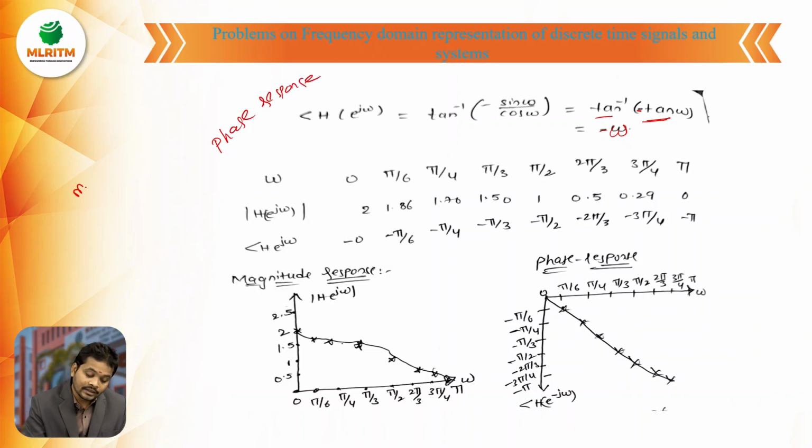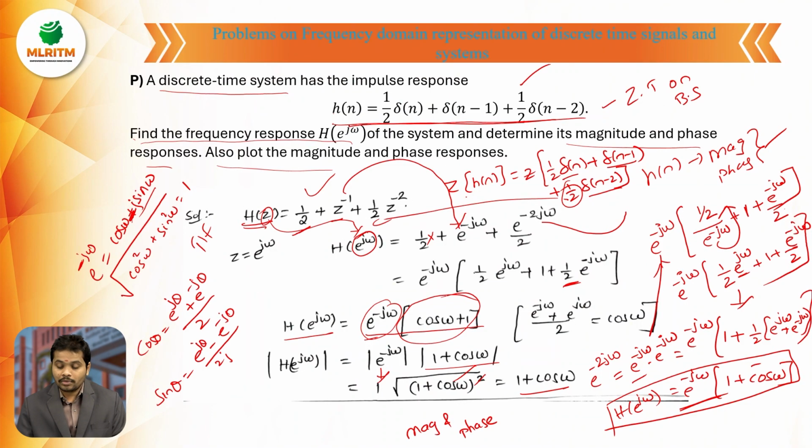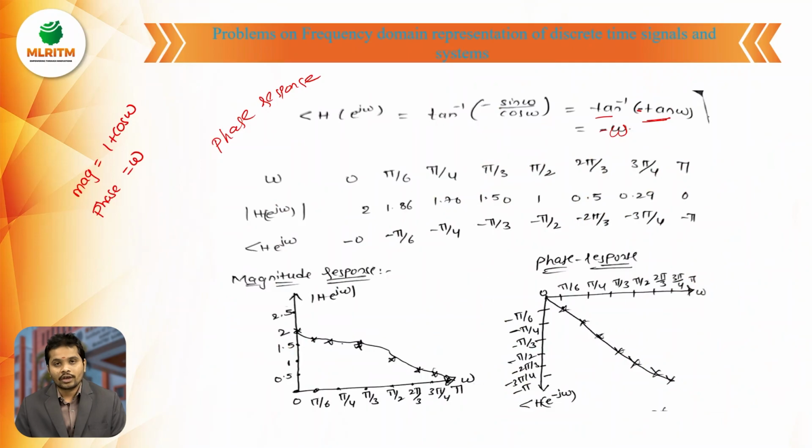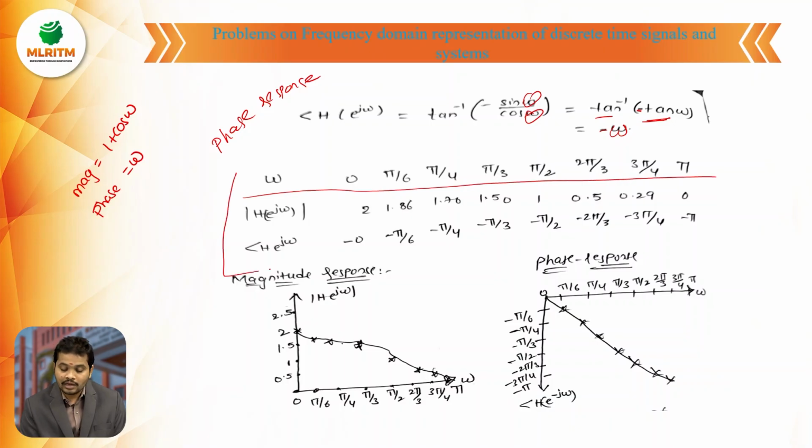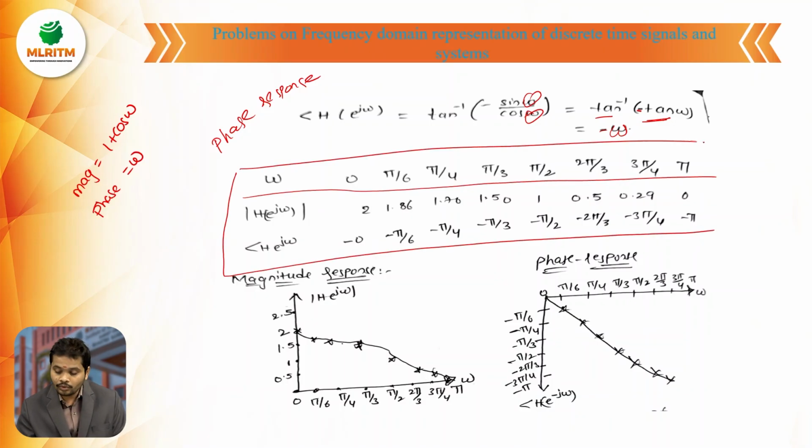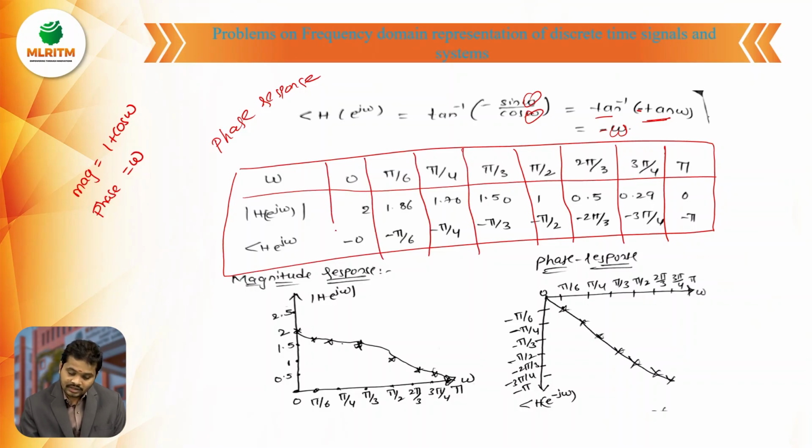So if you see here, the magnitude is 1 plus cos omega and the phase is minus omega. In the problem he has asked us to draw and plot the magnitude and phase responses also. So we have to draw the phase response and magnitude response for different values of omega. I am considering omega values in the range of 0 to pi. Check by using your scientific calculator.